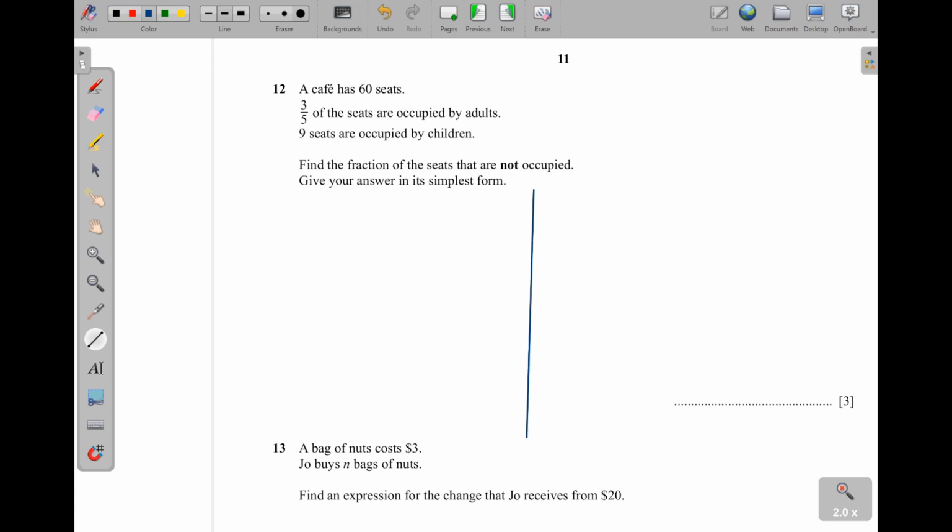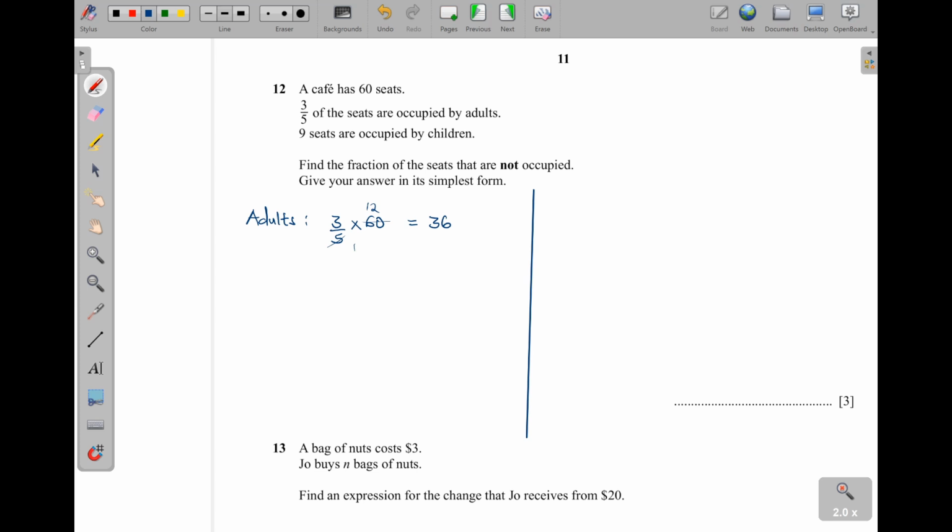The first way, I can get the number of seats, and then the ones which are occupied, I subtract them from the total. Okay, so the seats occupied by the adults are going to be 3/5 times the 60, because they said 3/5 of the seats, and 5 goes into 60 12 times. So this one will give us 12 times 3, 36.